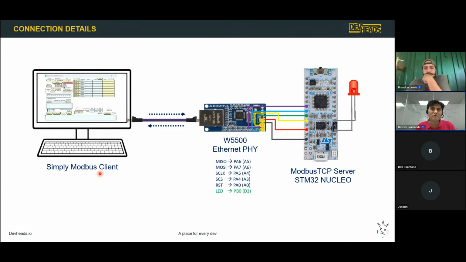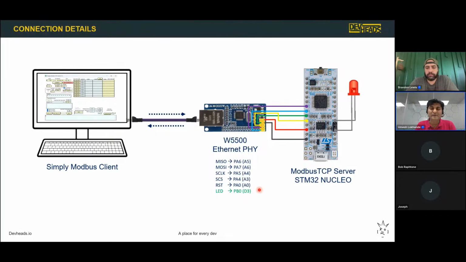As far as the connection goes for this W5500 module, we will be using the standard SPI communication protocol. So the MISO pin will connect to the PA6 pin, the MOSI pin will connect to the PA7 pin on the Nucleo board. Then the serial clock will connect to PA5. Chip select will connect to PA4, reset will connect to PA0, and the LED is connected to PB0. These are the same pin connections that I have used in my code. So when you download the code from the DevEd GitHub repository and try to test at your end, make sure this connection is correct.